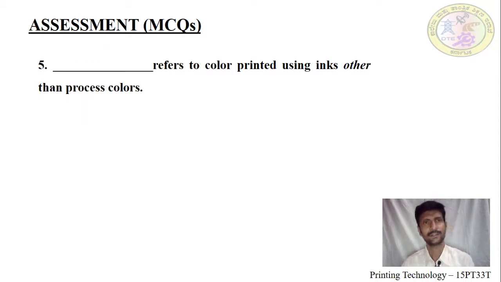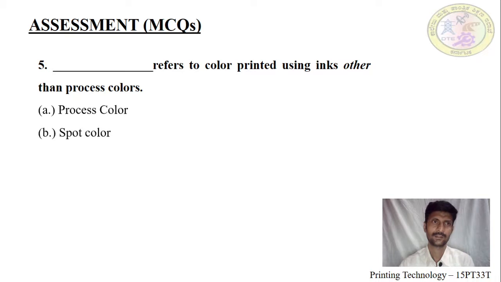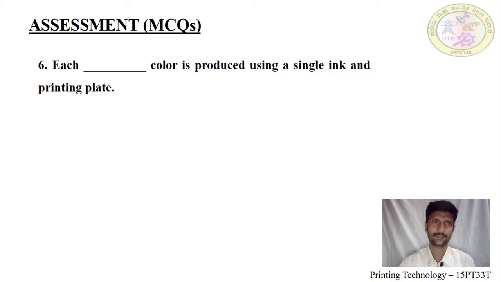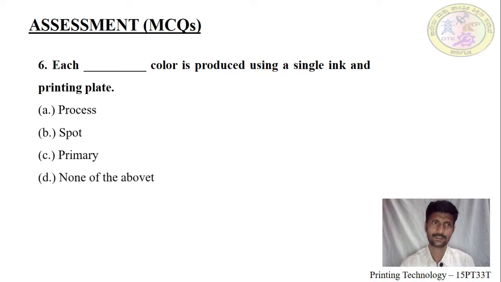Next question. Dash refers to a color printed using ink other than process color. Process color, spot color, primary color, or none of the above? These inks are made up of a single pigment and a single paint to print a solid color instead of process color. Each dash color is produced using a single ink and a printing plate. Which color is it? First option is process, second is spot, third one is primary, fourth one is none of the above.